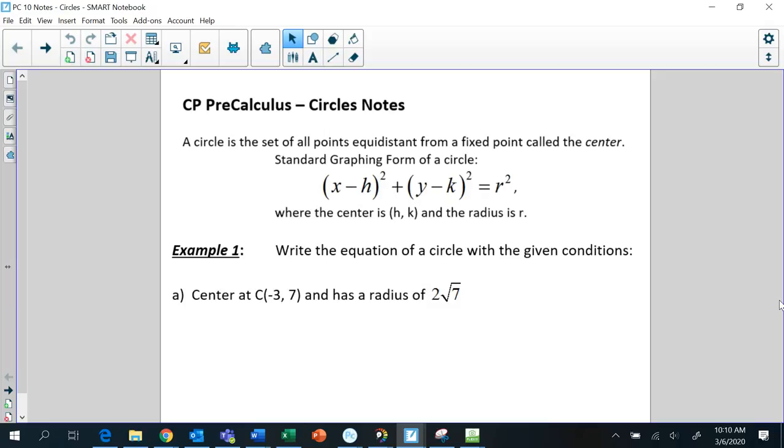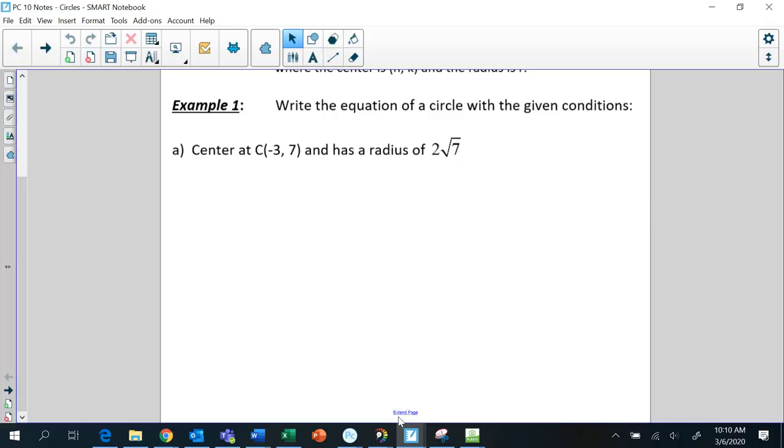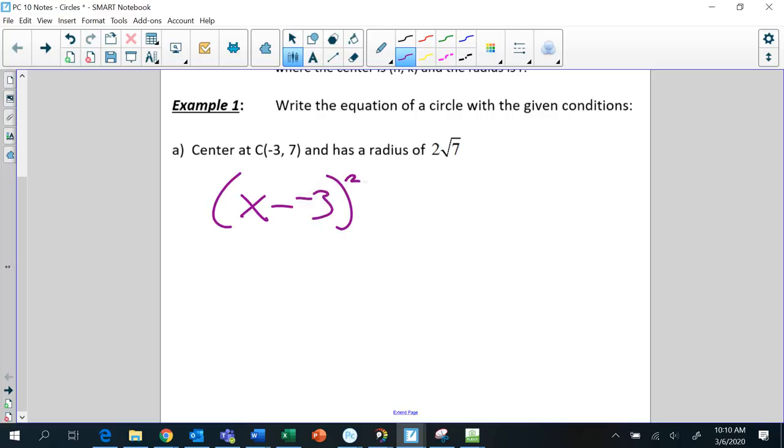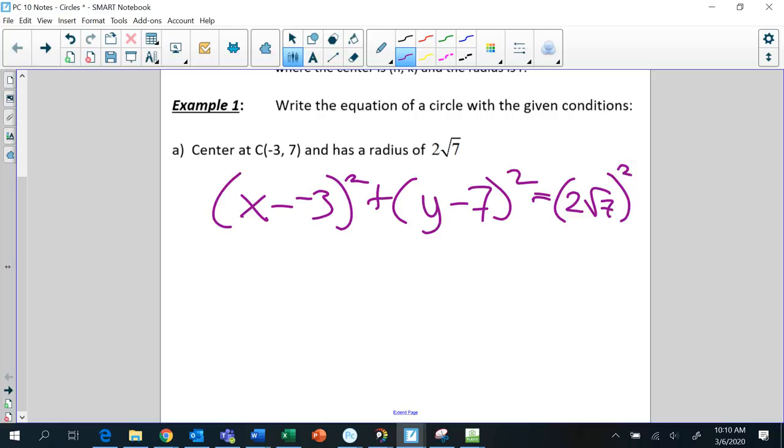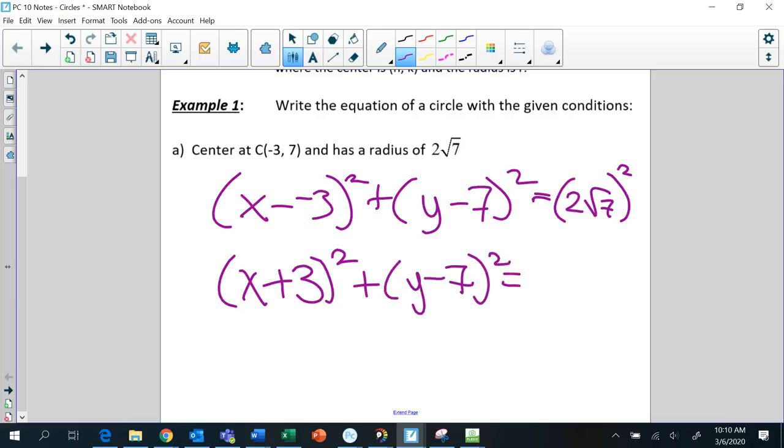So if we're given this information, center at -3,7 has a radius of 2 radical 7, we can write the equation. X minus -3 squared plus y minus 7 squared equals 2 radical 7 squared. Probably simplifying a little bit of that, yeah. Does it bother you? There's 2 minus signs in a row. It bothers me big time. So x plus 3 squared plus y minus 7 squared equals, how do we do that?